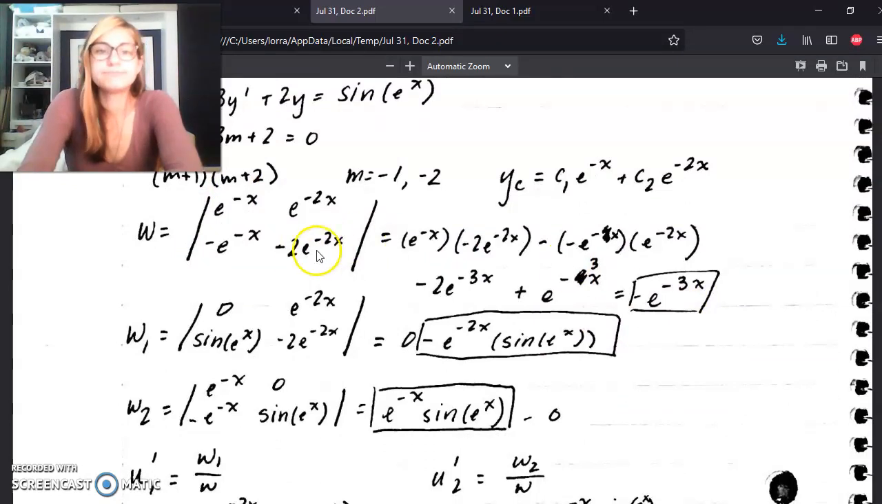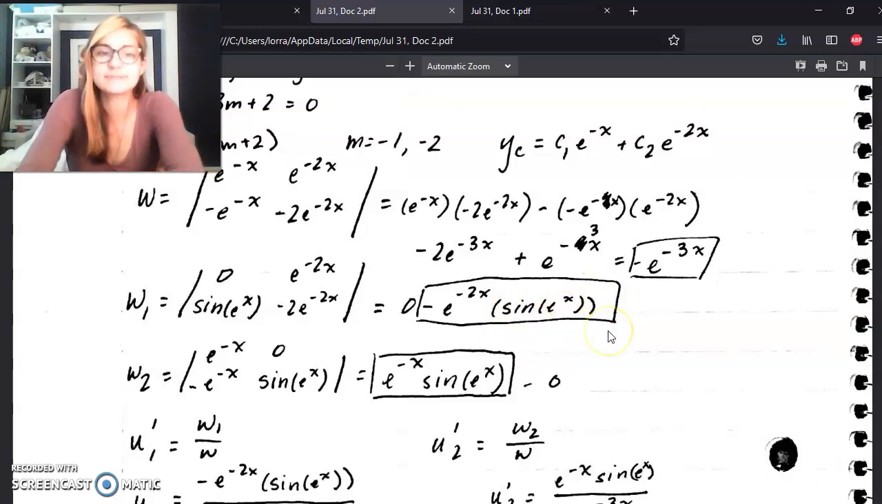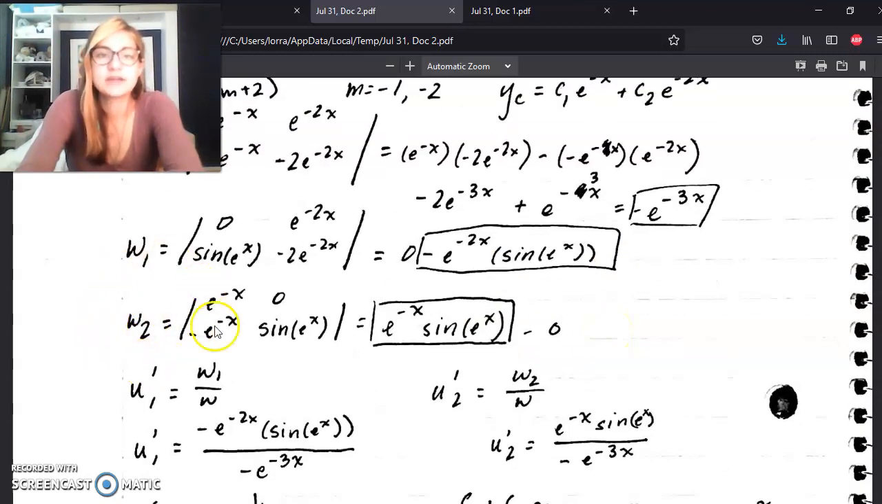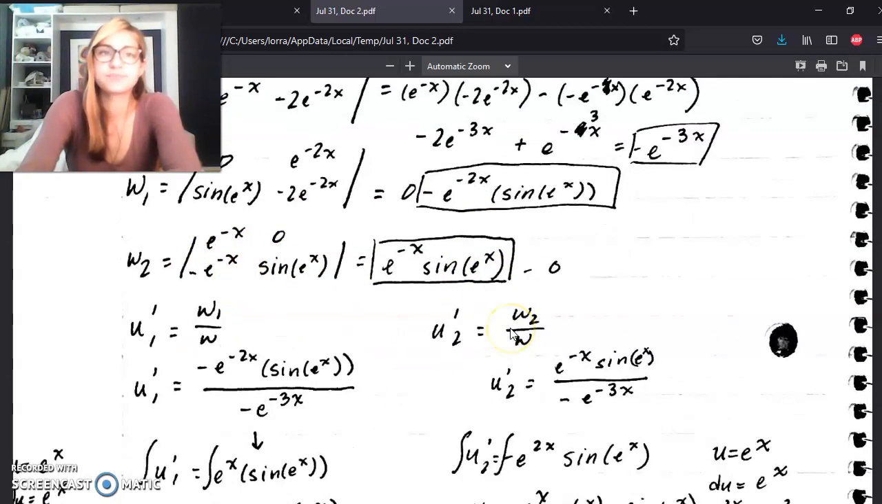So it's right there. W1 is equal to 0, f of x, y2, y2 prime. So you once again take the determinant, and that is equal to negative e to the negative 2x times sine e to the x. And then Wronskian 2 is y1, y1 prime, 0, and then f of x here. And then you once again take the determinant to get this.